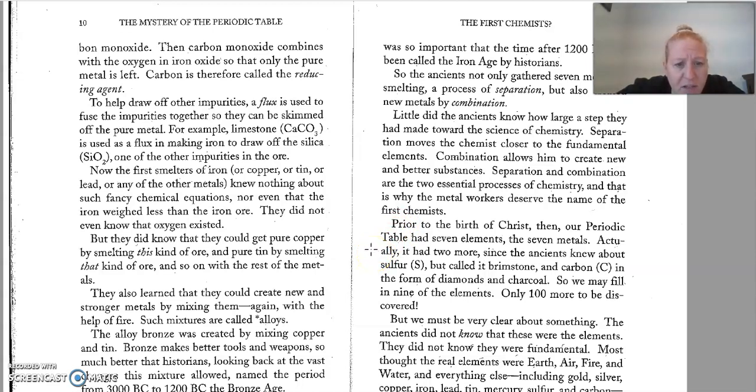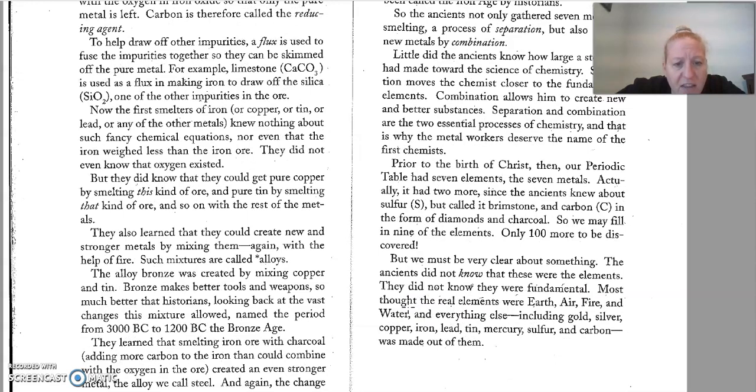Now the first smelters of iron, or copper, tin, or lead, or any other materials, knew nothing about the fancy chemical equations, nor even that the iron weighed less than the iron ore. They did not even know that oxygen existed. But they did know that they could get pure copper by smelting this kind of ore, and pure tin by smelting that kind of ore, and so on with the rest of the materials. They also learned that you could create new, stronger metals by mixing them, again with the help of fire. Such mixtures are called alloys.